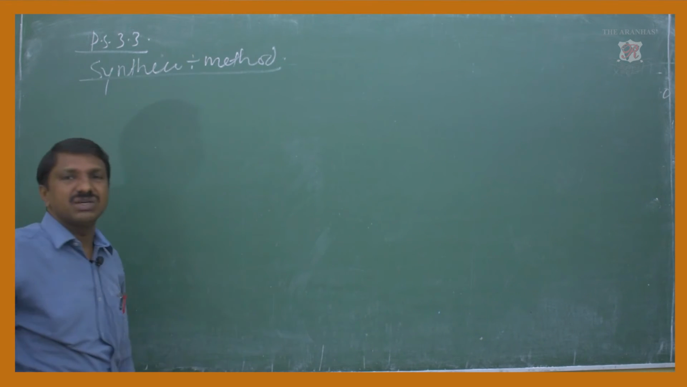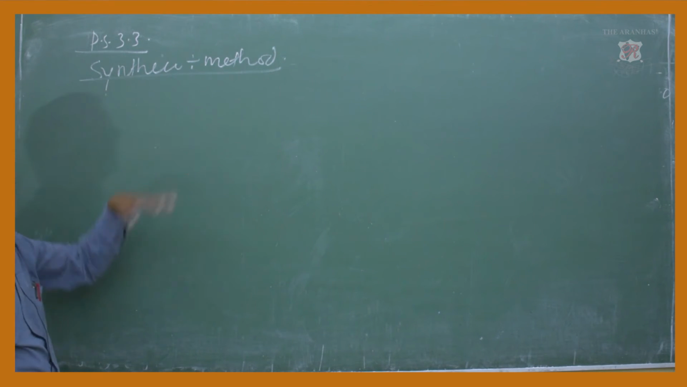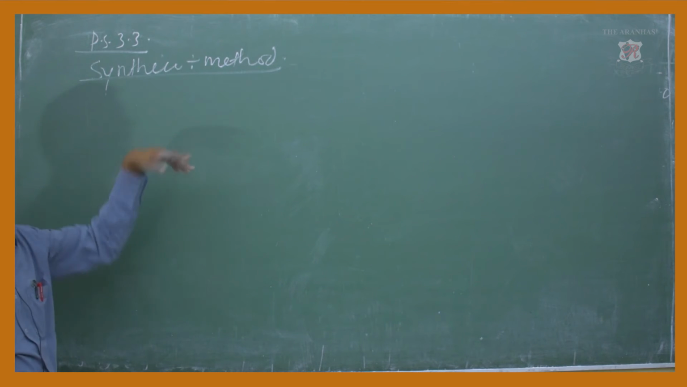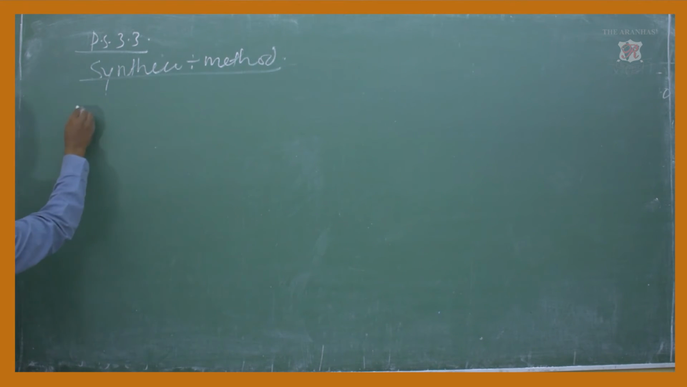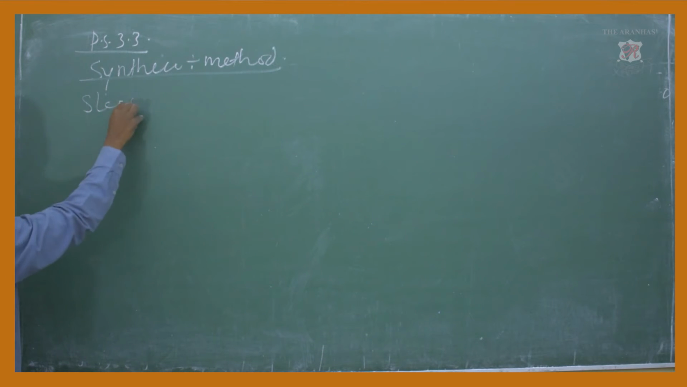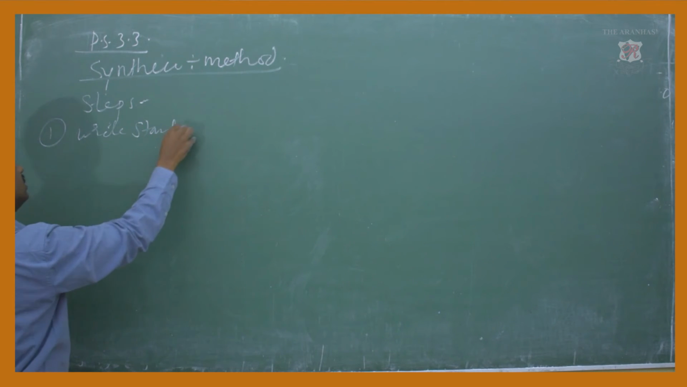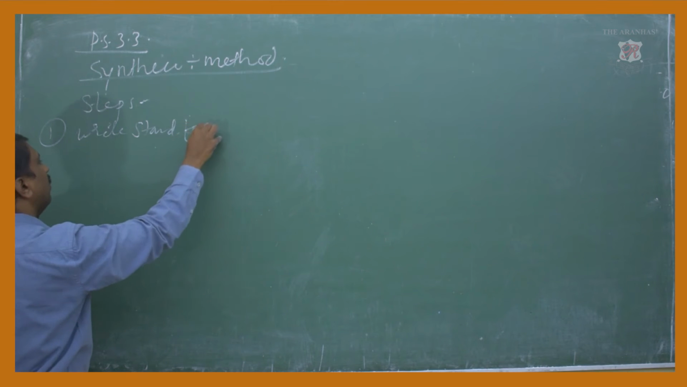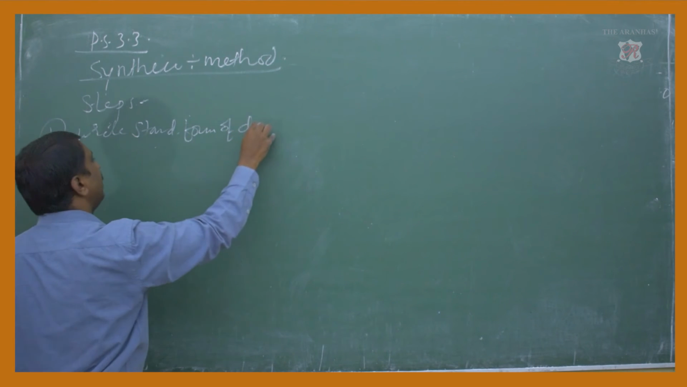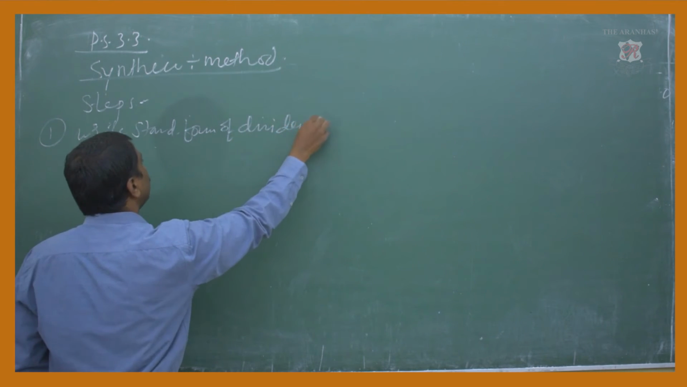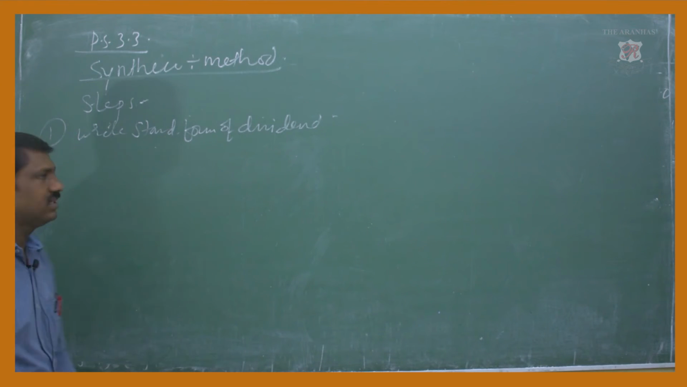See, I will write some of the clue here. Always, if you want to use the synthetic division method, how are we going to do this? First, I will write the steps. Step number 1: first always write the standard form. This is the standard form of a dividend. You have to write the standard form of the dividend.